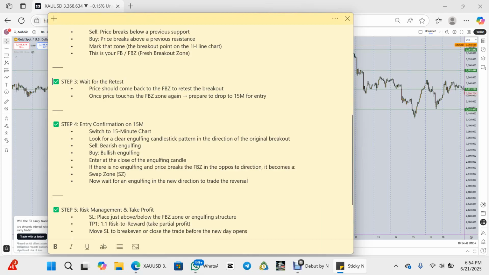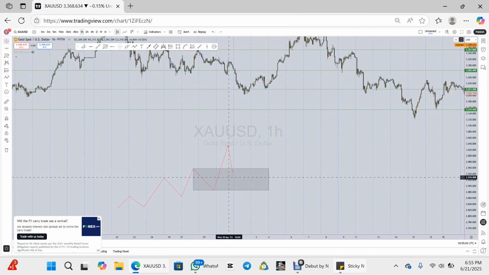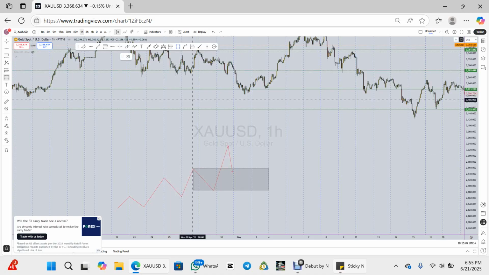So now, looking for that's 15 minutes, right? Yes. So step 4 now, switch to 15 minutes chart. Look for a clear engulfing candlestick pattern in the direction of the original breakout. So in this case, it's a buy. So we should be looking for an engulfing candlestick. Let me use this tool to draw my engulfing candlestick.